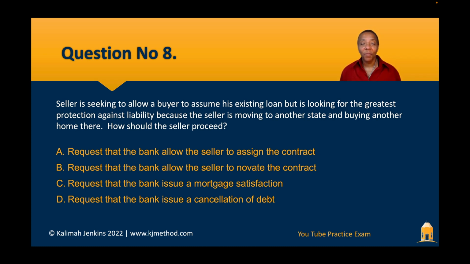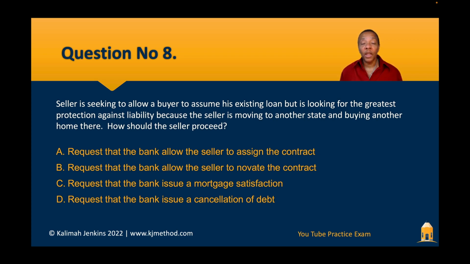Let's look at C. Request that the bank issue a mortgage satisfaction. That sounds decent, right? But that is only when the loan is paid in full and you are in a lien theory state. Then the bank will issue a mortgage satisfaction. Request that the bank issue a cancellation of debt. Same thing here. They're not going to cancel the debt until it's paid off in a title theory state. Understand that under an assumption, we're not paying the loan off. We're essentially transferring that loan to someone else.